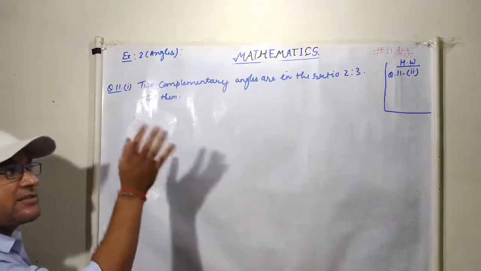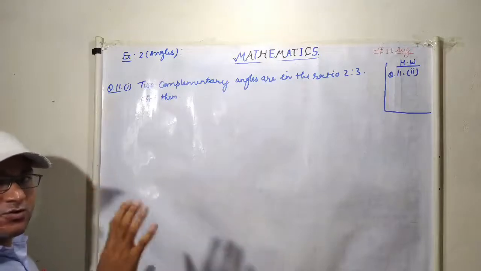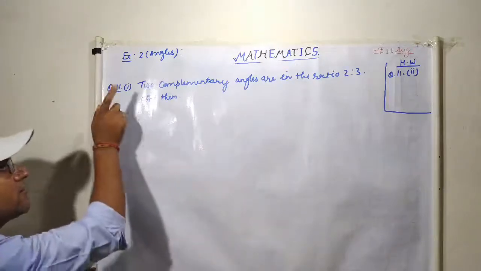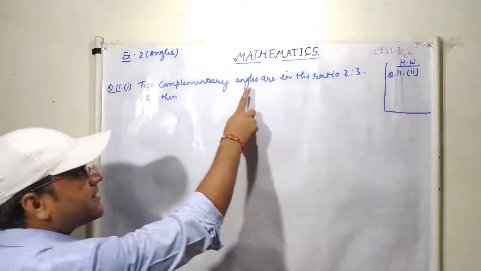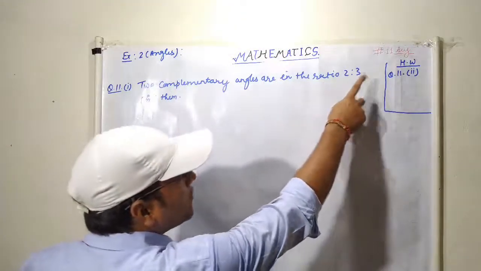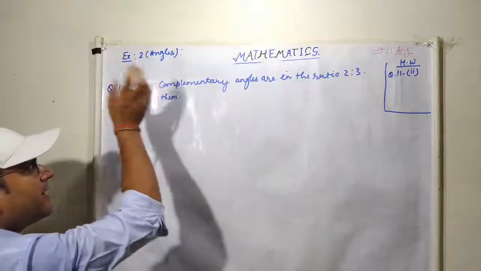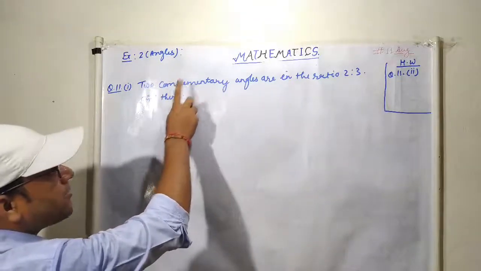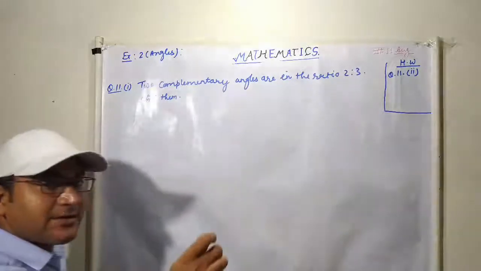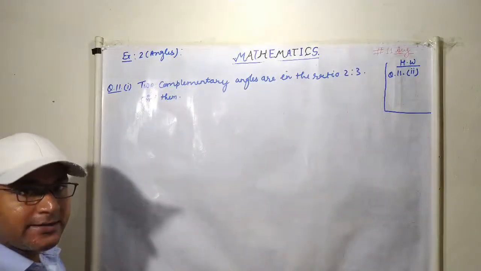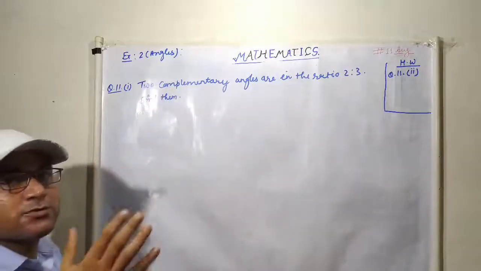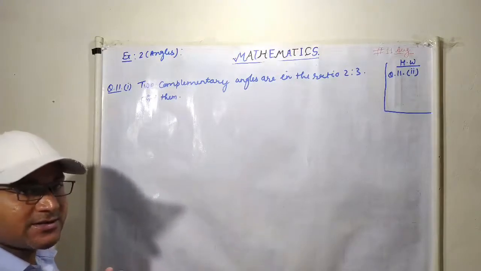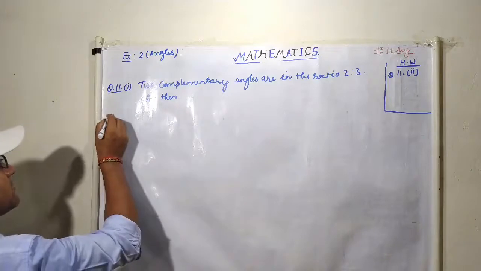See this one carefully. Question number 2 of 11 is the same as question number 1. Two complementary angles are in the ratio 2:3. Find them. And in the second, two supplementary angles are given. The sum of two supplementary angles is equal to 180 and the sum of two complementary angles is equal to 90 degree. Only this much difference. So now the solution for this one.